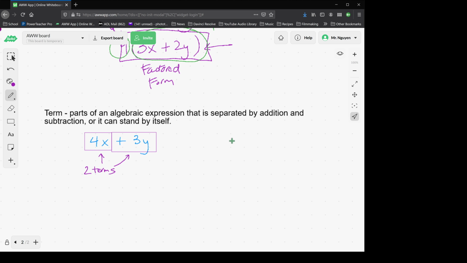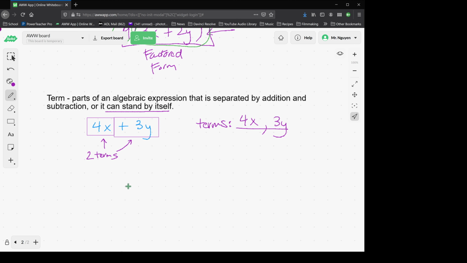If I were to ask you to list out how many terms you have for 4x plus 3y, you would say you have two terms. What are the two terms? Well, for the terms, what you have is 4x, comma, 3y. You have two different terms there. When I say also that it can stand by itself, let's just say you have 3x.